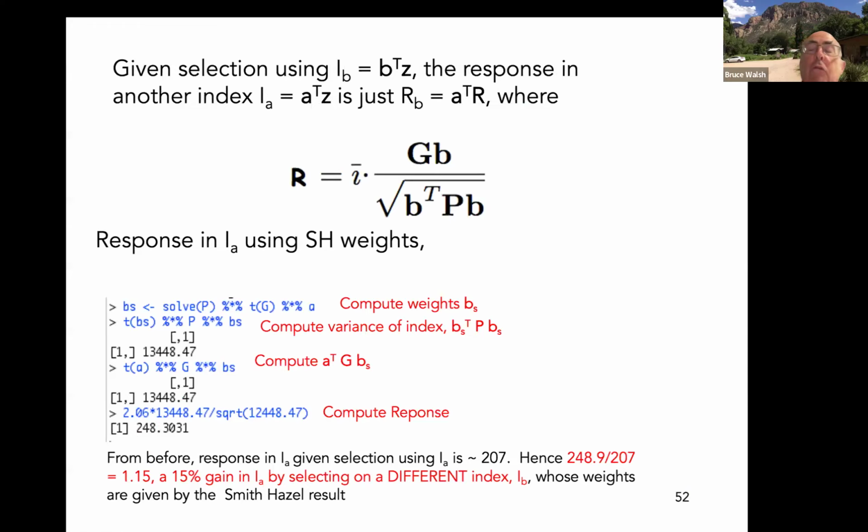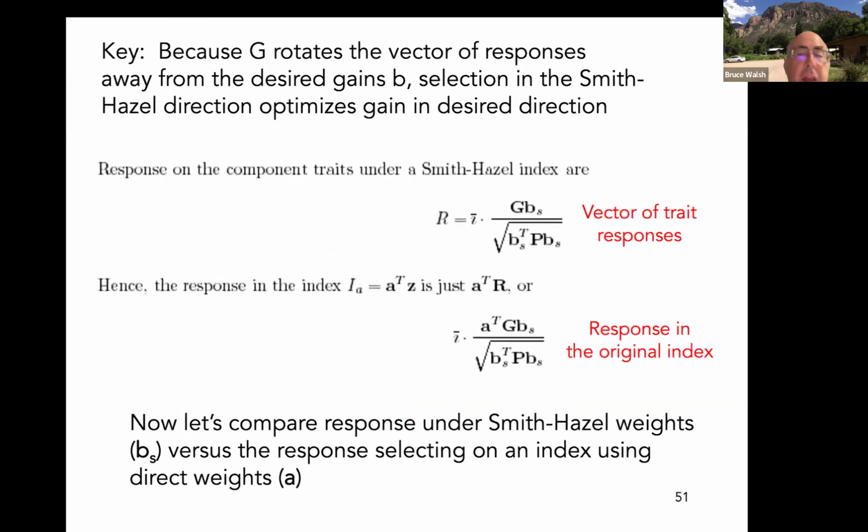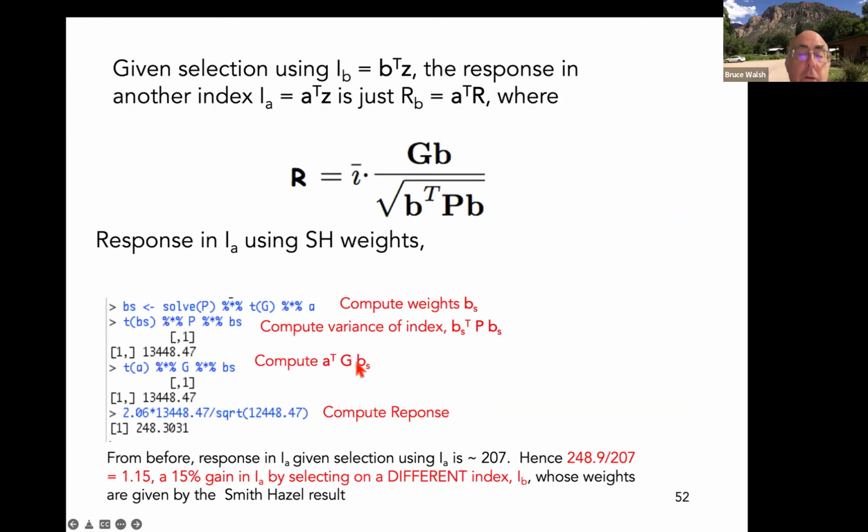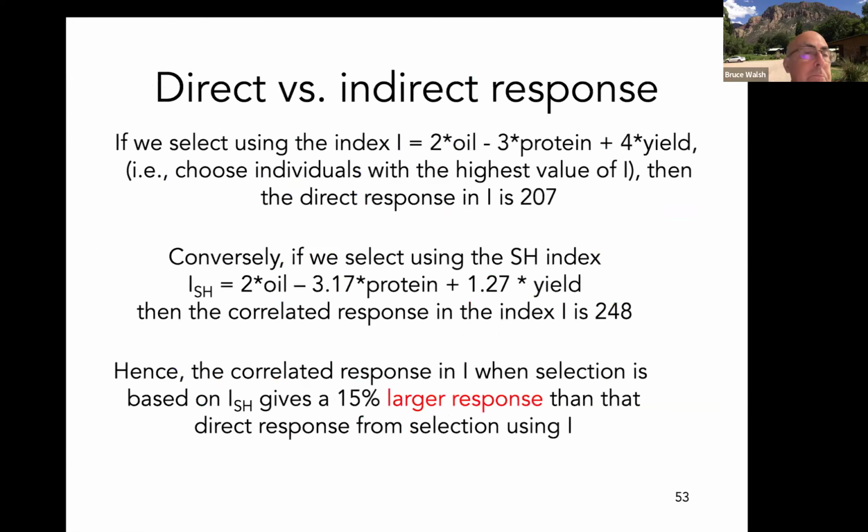Again, A are the weights I'm trying to improve. That's what I look at in my offspring. But if I pick parents based upon these Smith-Hazel weights, B, given by here, so they're the weights I'm trying to improve, I need P and G, I get a larger response. Instead of 207, I get 250. So this is called the Smith-Hazel index. In most cases where you see a selection index, people have used Smith-Hazel.